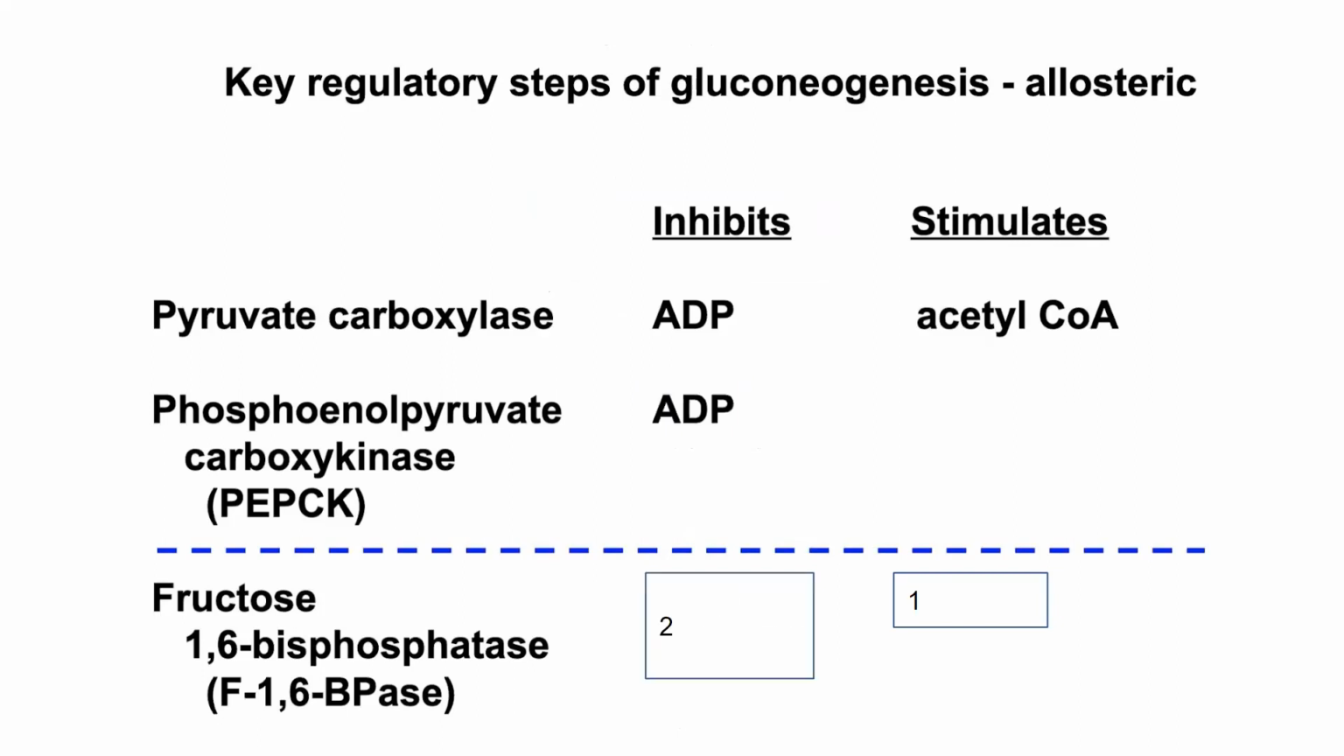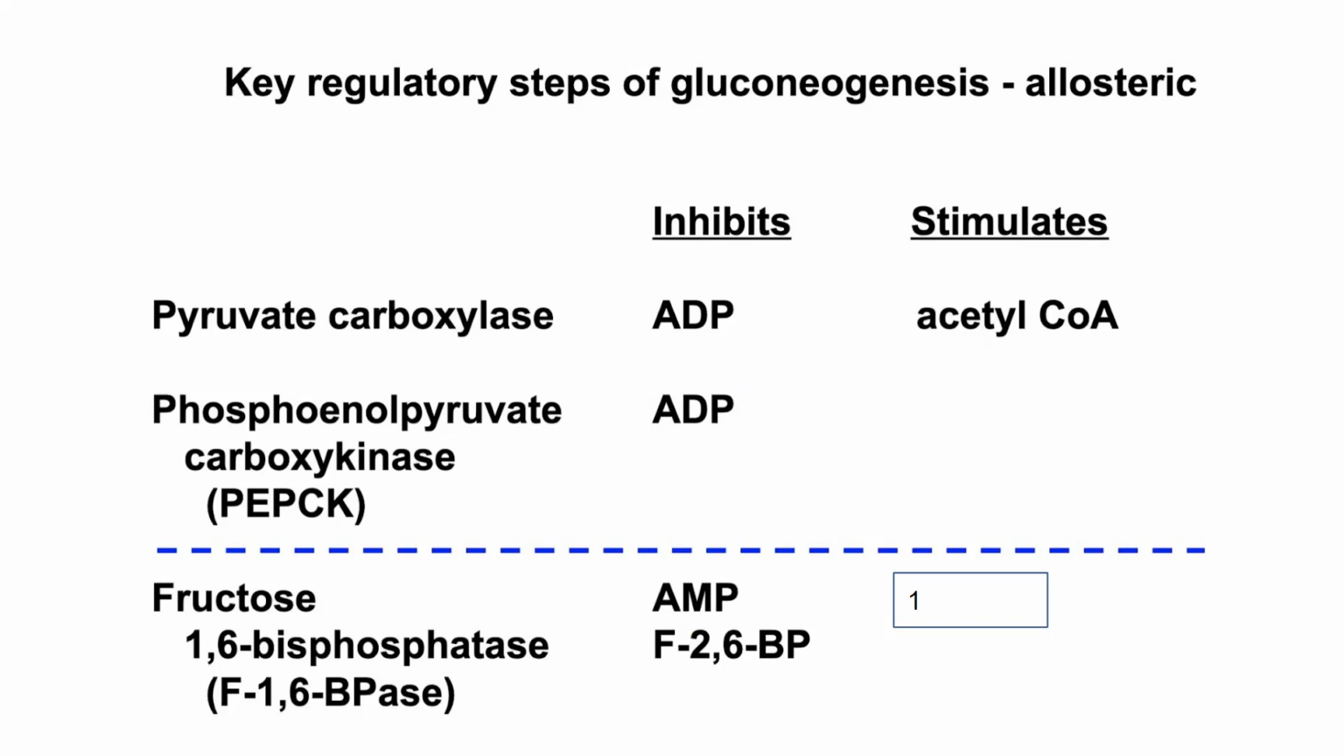Oops, I gave it away. What inhibits fructose 1,6-bisphosphatase? AMP, very good. What's the other one? Fructose 2,6-bisphosphate, very good. So that's the opposite of PFK1. That should make sense because we don't want gluconeogenesis and glycolysis occurring at the same time.